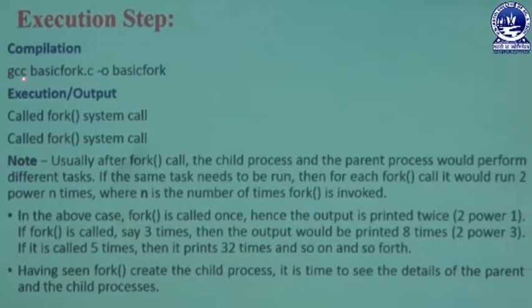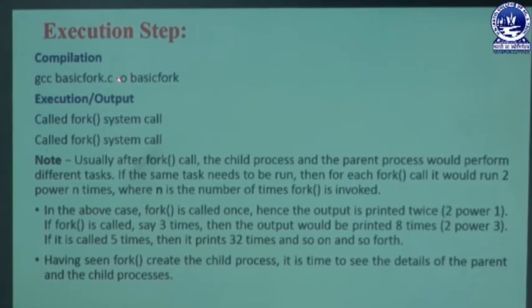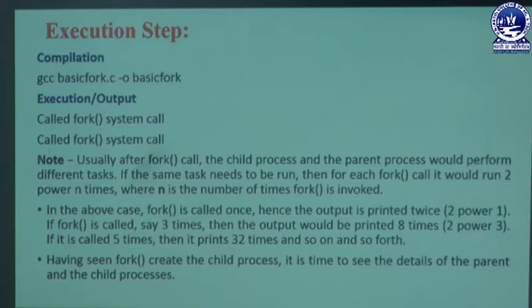Here also we are writing the compilation command: gcc basic fork.c. This is known as a C file, then -o, then we are writing basicfork. Basicfork is known as the output file name. In that file name we could create more than one file name, but here we are only invoking a single process file that is known as the basic fork.c file.